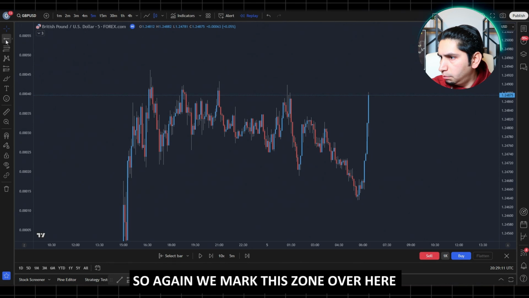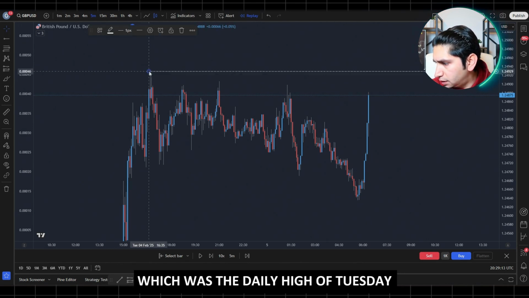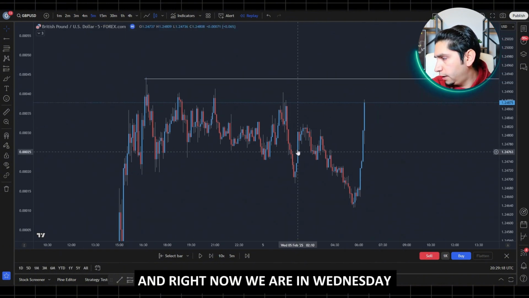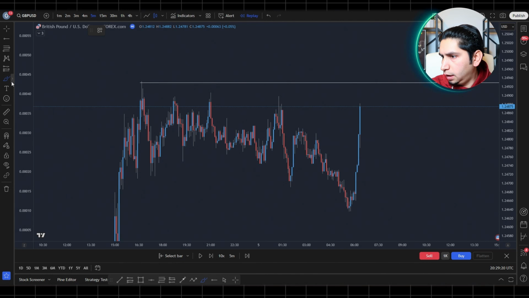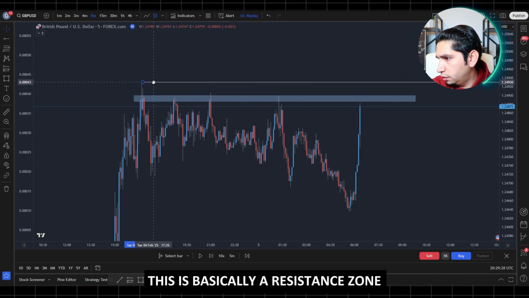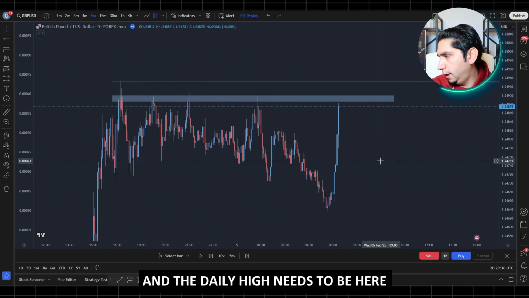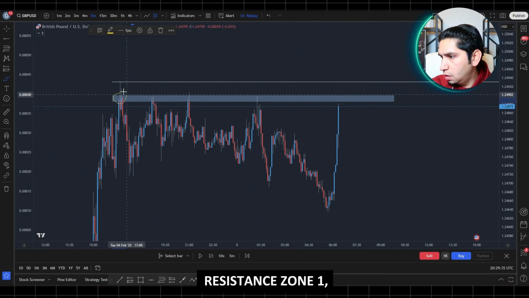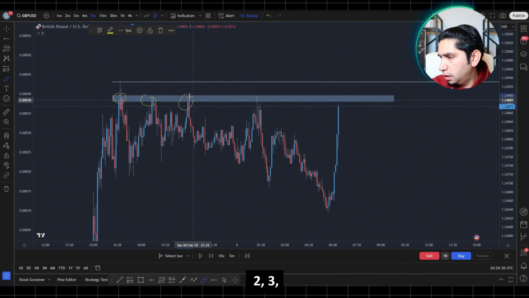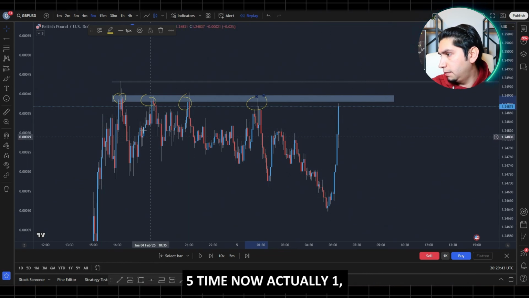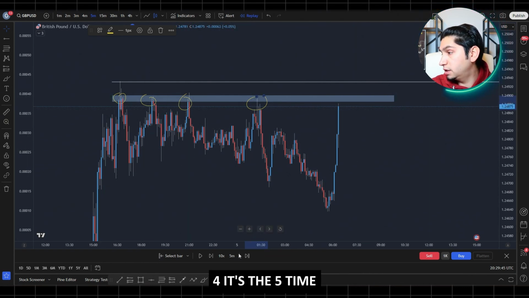So, again, we mark this zone over here, which was the daily high of Tuesday. And right now we are in Wednesday, okay? Although the daily high is over here, this is basically a resistance zone. And the daily high needs to be here. So we failed to break above this resistance zone once, twice, 3 times, 4 times. Now it's the fifth time.